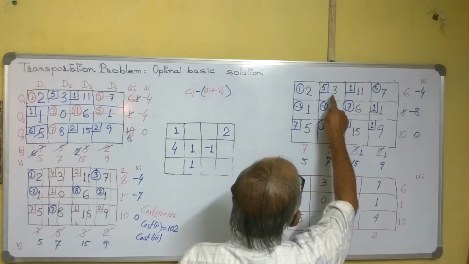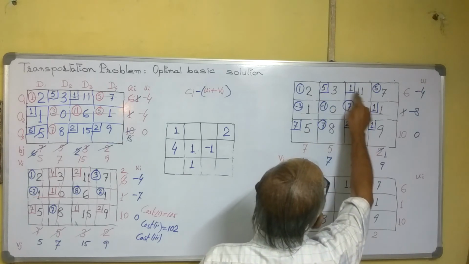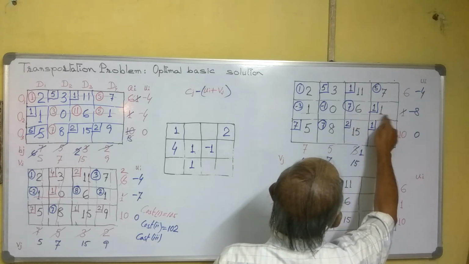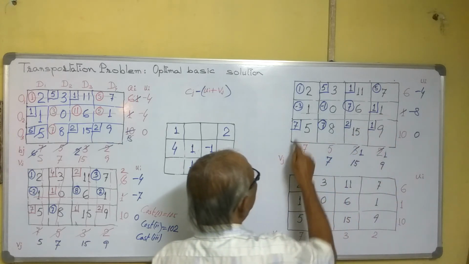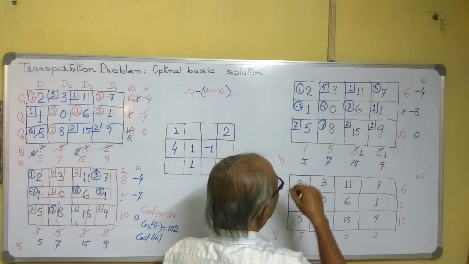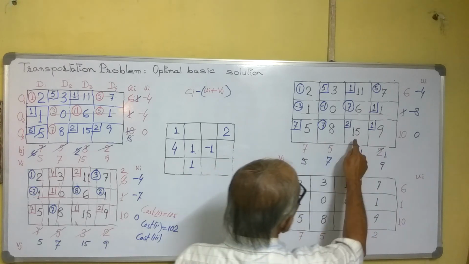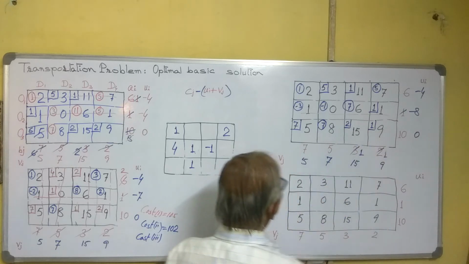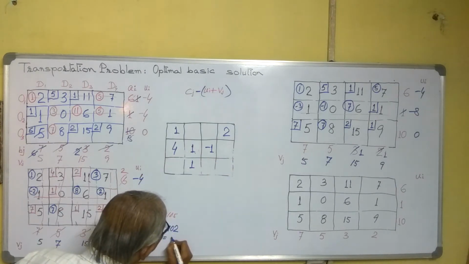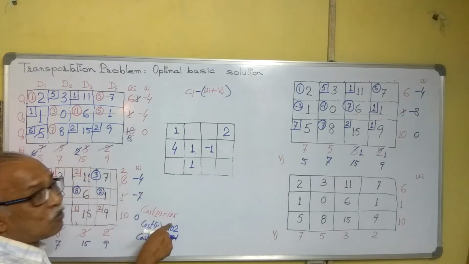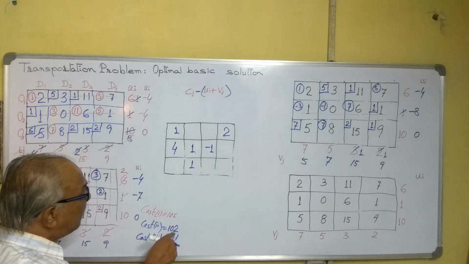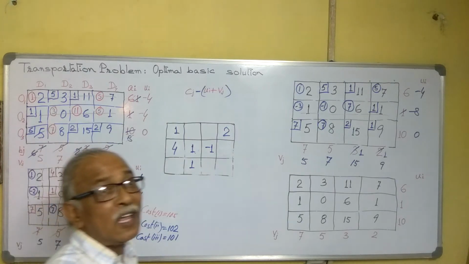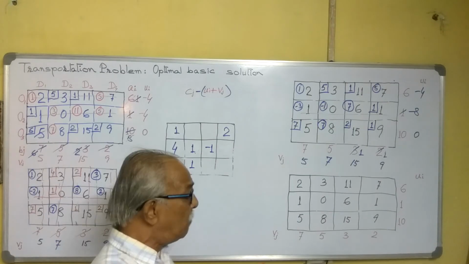See here, 3 into 5, 15 plus 11 into 1, 11, 15 plus 11 is 26. Here 7 fives are 35, and 27, 35, 55, 62. 62 and 30, 92 and 9, 101. See here, once again, cost is reduced. 105 was there, 102 is there, now it is 101. Cost is reducing. If it is not reducing, you have to think you have made some mistake.